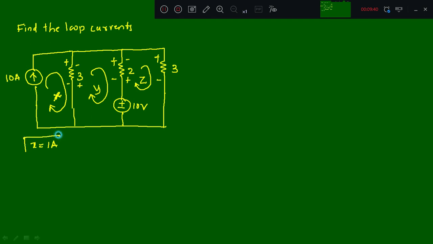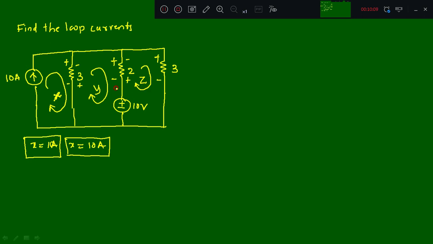So therefore directly we can write x equal to 10 amperes. Among these 3 loop currents x, y, z, directly from the circuit diagram we have got the value of x loop current, that is 10 amperes, right? Now our task is to find what? Y and Z loop currents also.